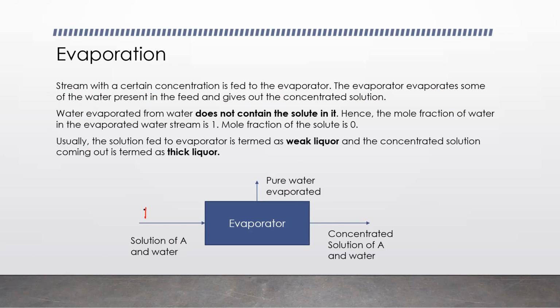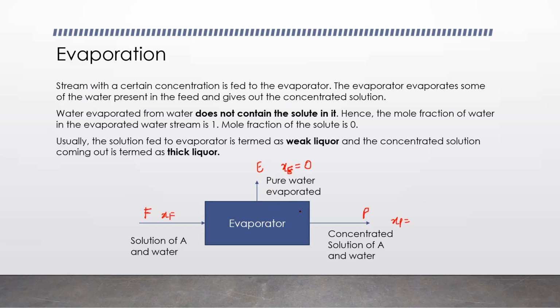So if I say that this is my F, this is my P, and this is my E, and here I have XF, that is mole fraction of A, and here I have XE, mole fraction of A in the evaporator stream, and this is XP, mole fraction of A in the product stream, and XE is going to be 0, right? Because it does not evaporate A, it evaporates only pure water.